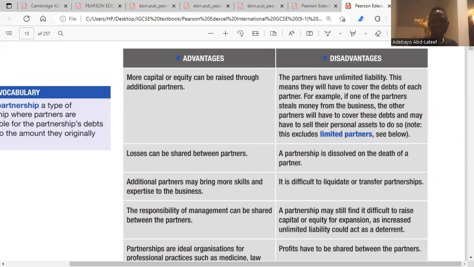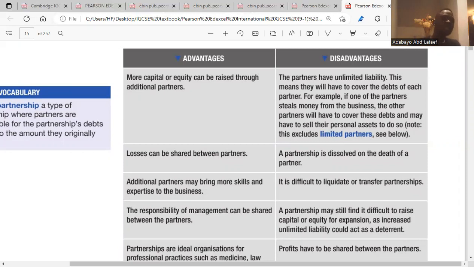For example, if one of the partners steals money from the business, the other partners will have to cover these debts, and may have to sell their personal assets to do so. Note, this excludes limited partners. I'll explain that. We'll see it when we get further down.